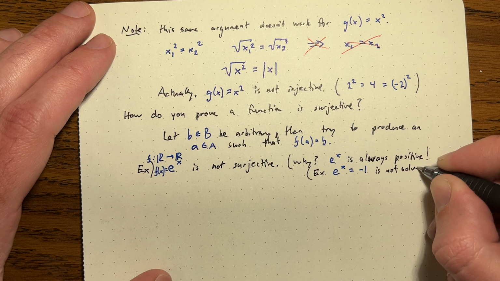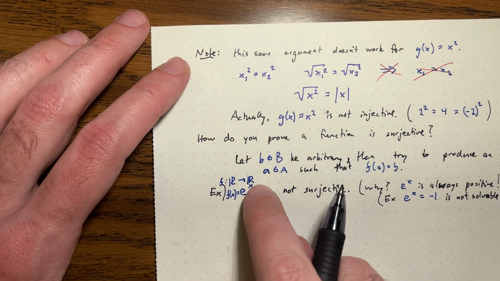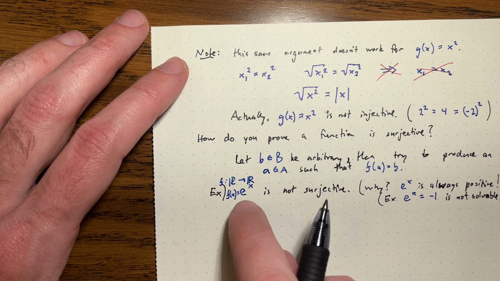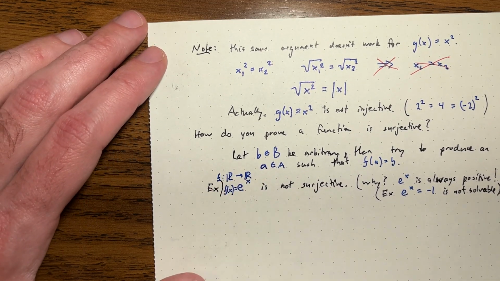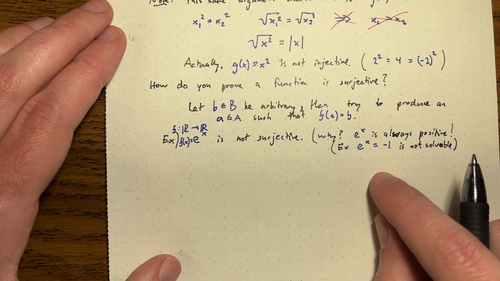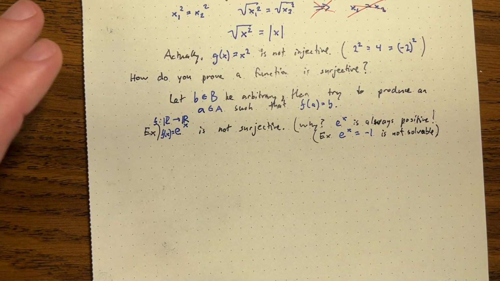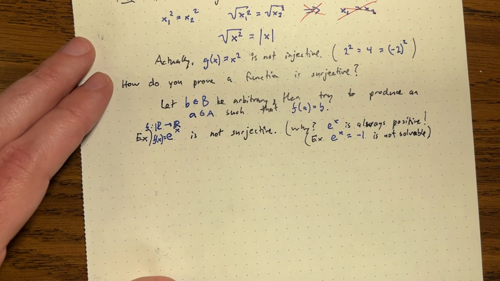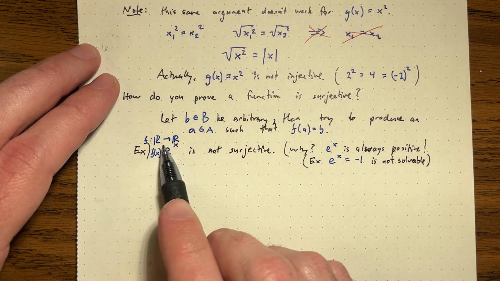Okay, that means there are things in my codomain that are not mapped to by anything in my domain. Okay, does that make sense? So there's no such x such that e to the x is equal to -1. At least over the real numbers. Maybe a couple of you are yelling at your screen right now.